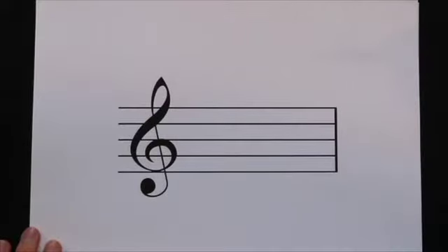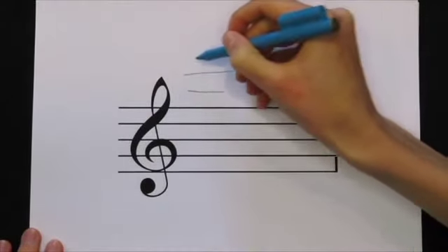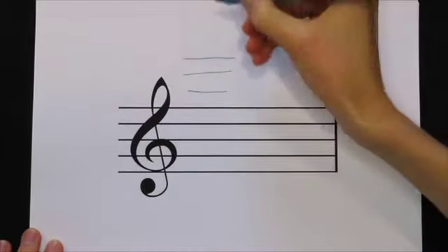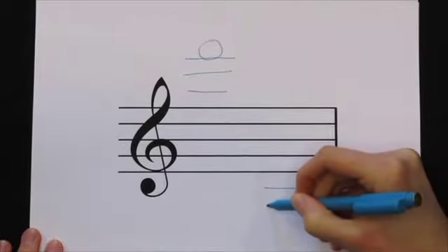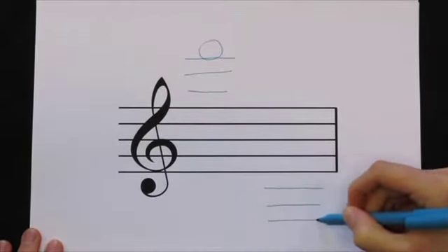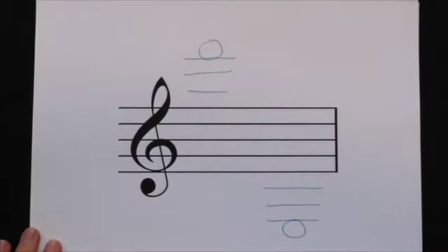With ledger lines, we can keep writing notes higher and higher, or lower and lower, until there is no instrument that can play them.